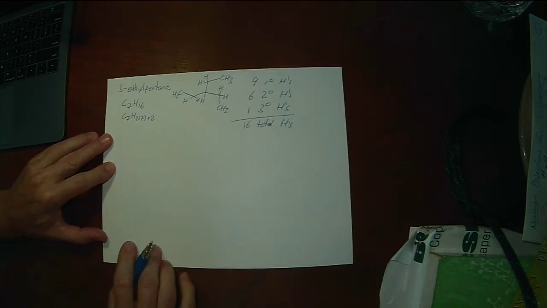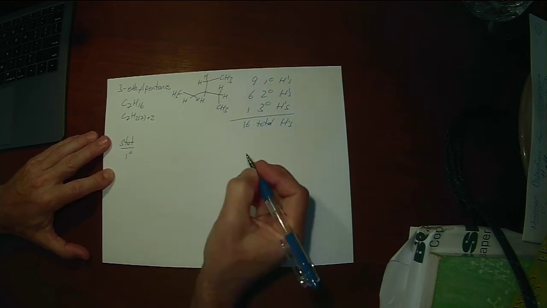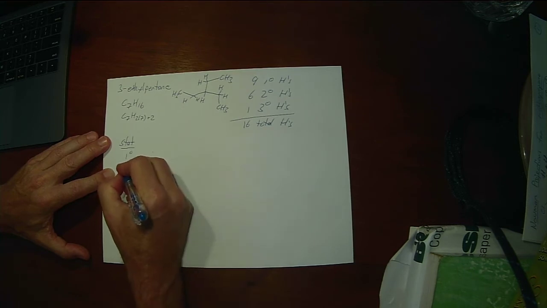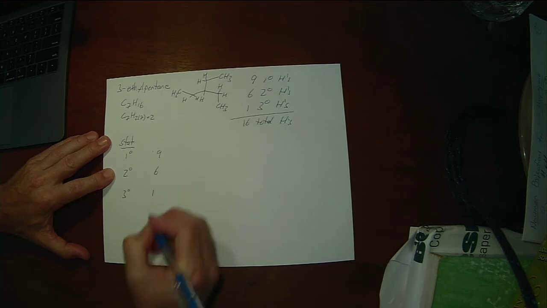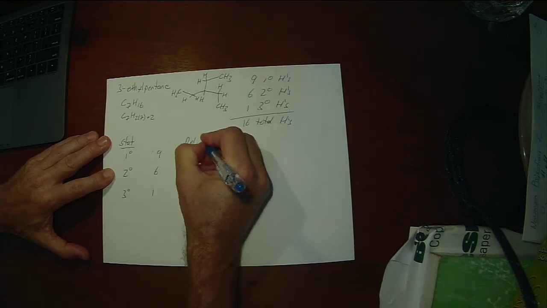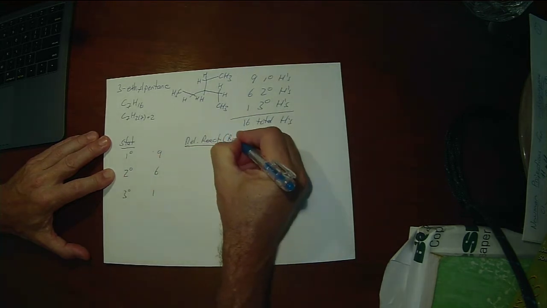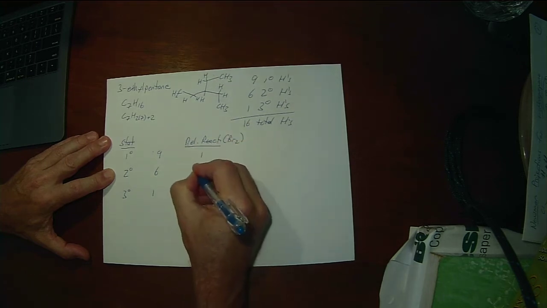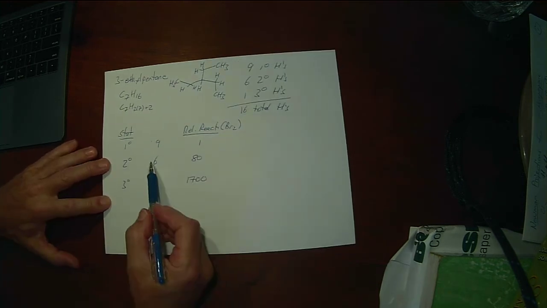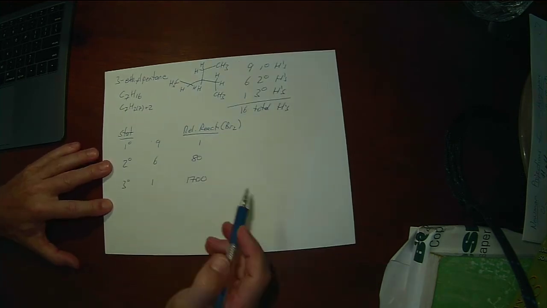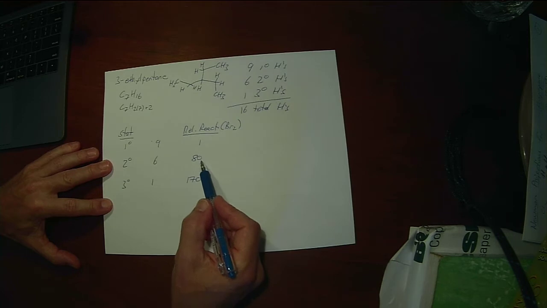So statistically, if every time, right, we would expect the primary to secondary to tertiary ratio to be 9 to 6 to 1. But the relative reactivities for primary, secondary, and tertiary for bromine are 1 to 80 to 1700. So the tertiary is much more selective. There are 6 times as many secondary hydrogens as there are tertiary, but the tertiary is more than 6 times as reactive. Right? But the secondary is 80 times as reactive.